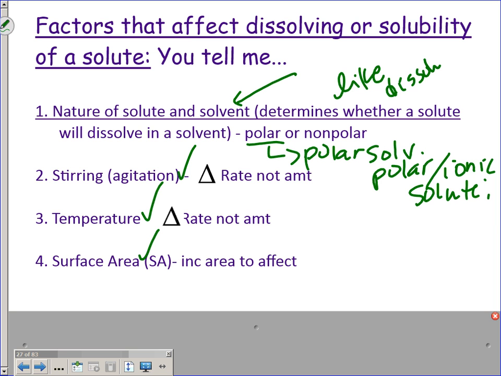Remember my polar bears? So if I ever say it in that cadence, you guys know I'm singing that song. Okay, so like dissolves like, polar bear, like dissolves like, non-polar as well.